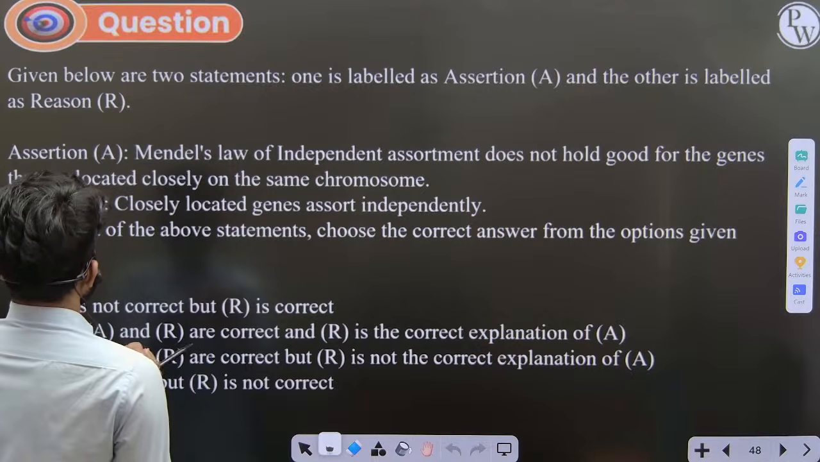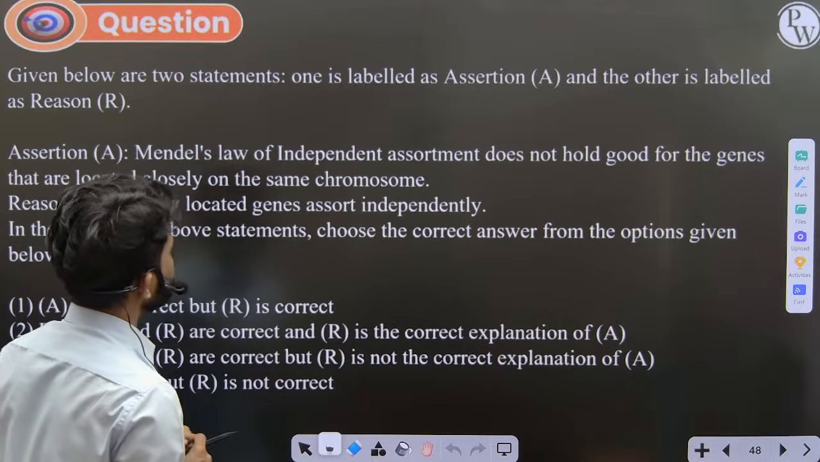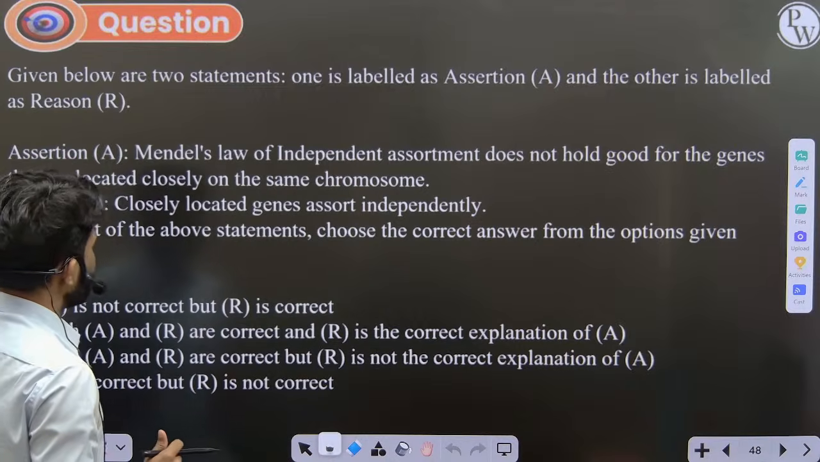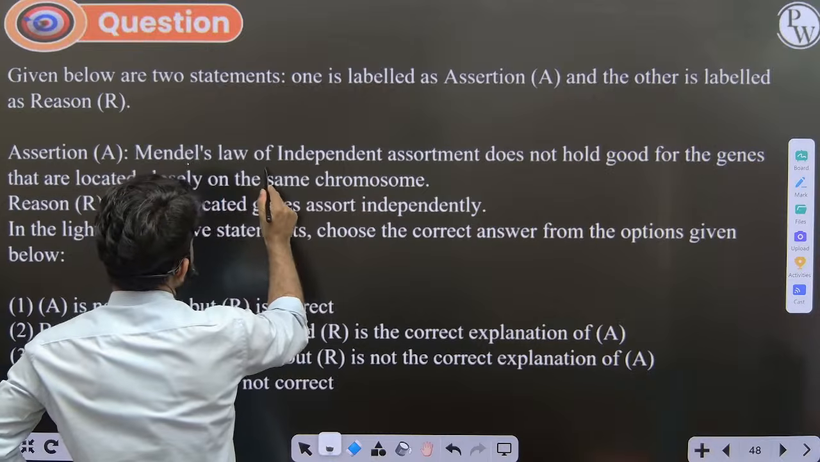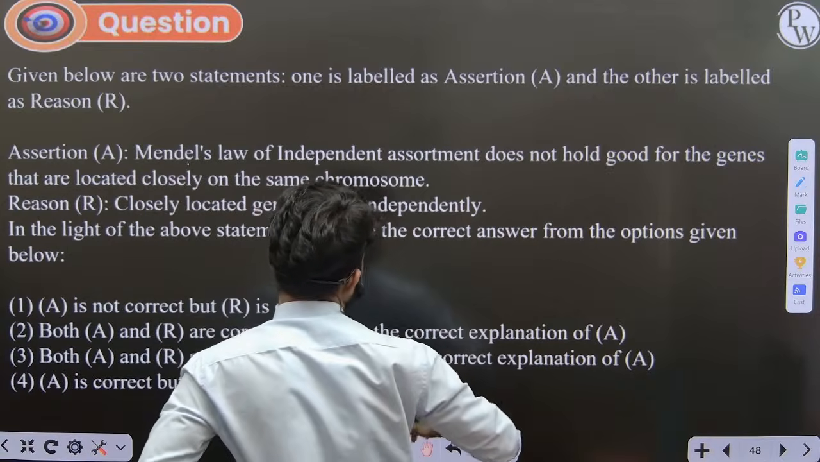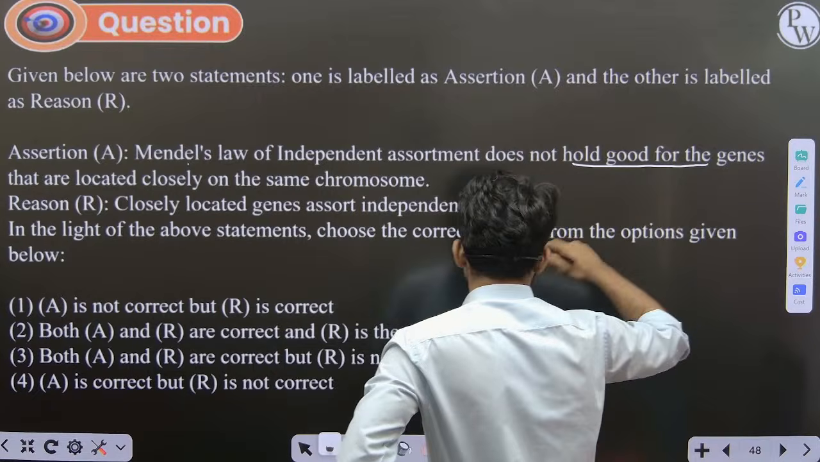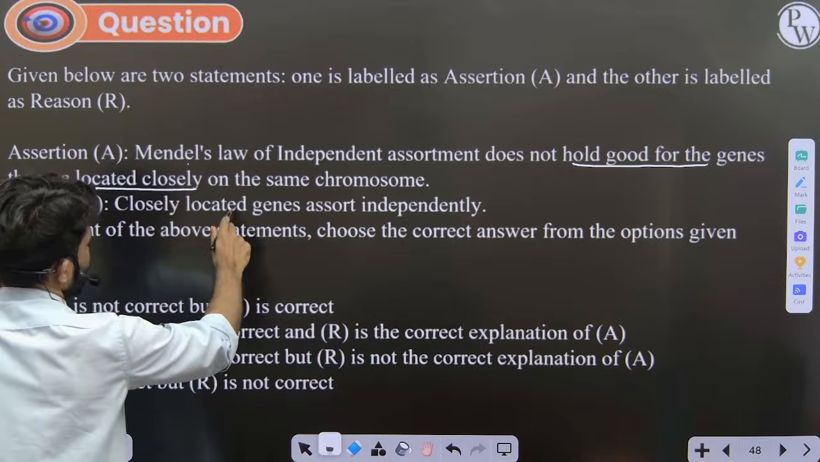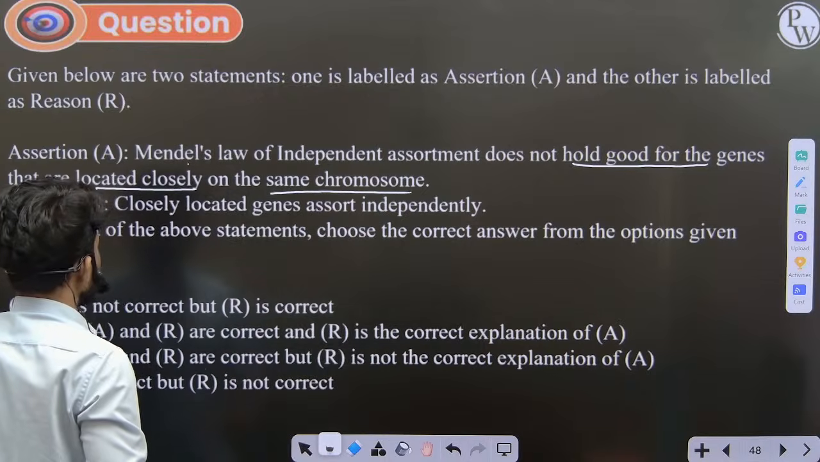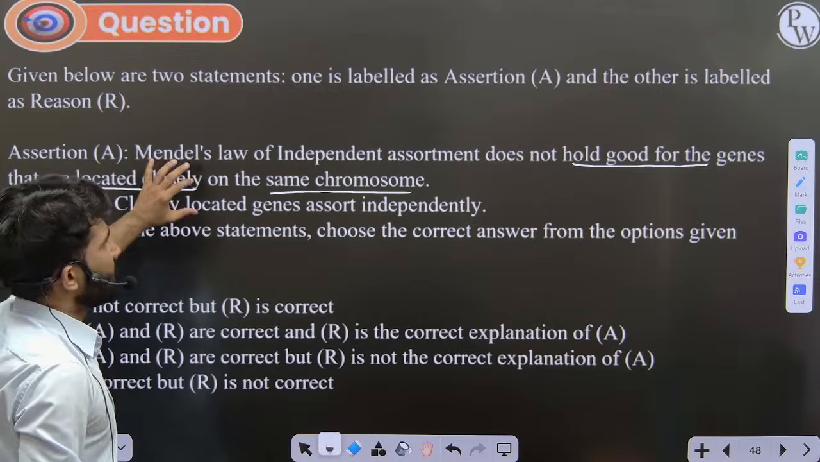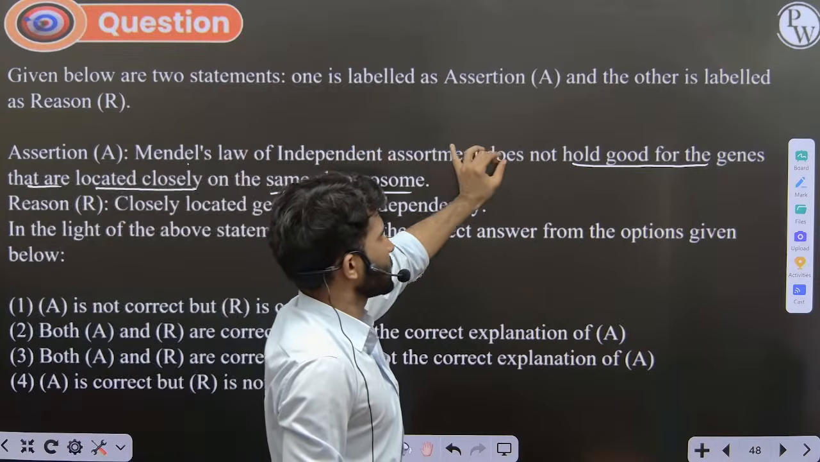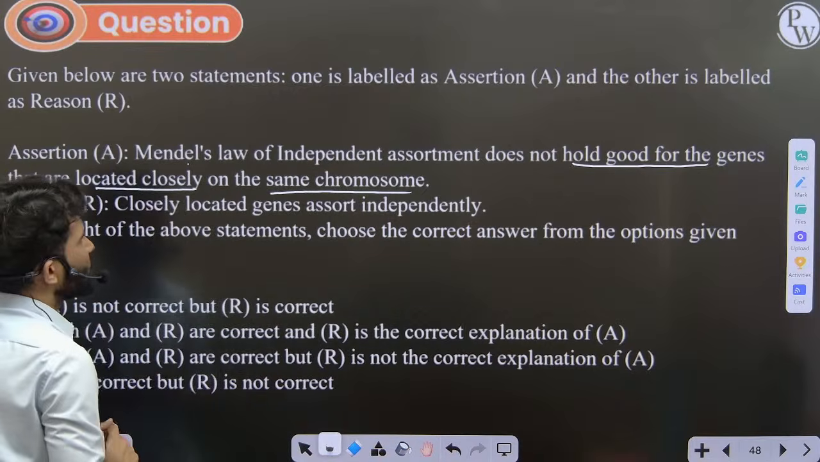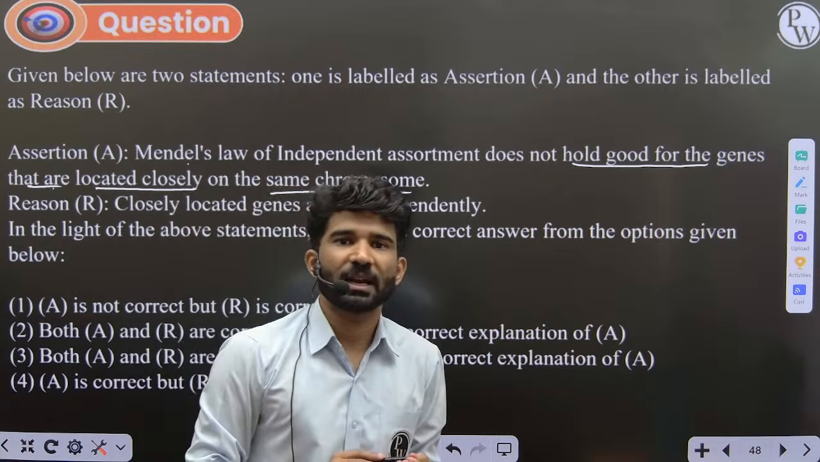So the next question, there are two statements. One is labeled as assertion, another one is labeled as reason. The assertion is Mendel's law of independent assortment does not hold good for genes that are located closely on the same chromosome. Is it right or wrong?